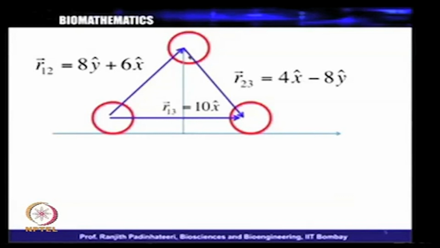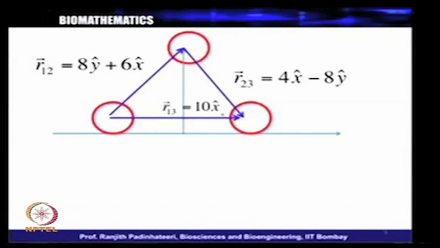8 along the minus y you have to go, then 4 along the plus x. So, minus 8y plus 4x. So, that is what this is, minus 8y plus 4x. That is what this means. That is, to go from 2 to 3, you have to travel 8 units along the negative direction of the y axis and 4 units along the plus direction of the x axis.